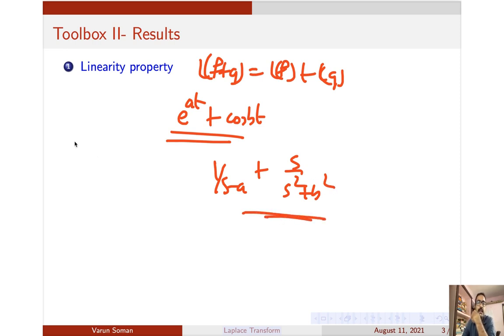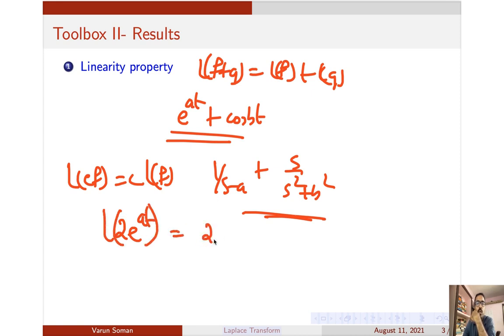One more property: suppose you need to find the transform of some constant c times f. It is simply c times the Laplace transform of f. I hope that is clear. Suppose you need to find the transform of 2 e raised to at. It will be 2 into L of e raised to at, which is nothing but 2 by s minus a.